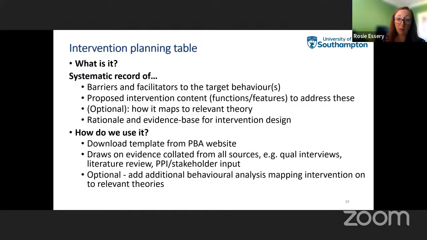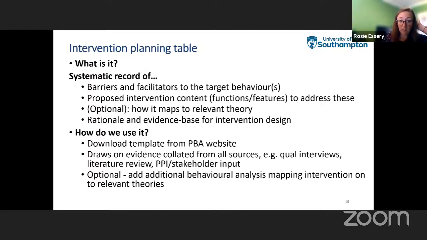In terms of how we use it, first of all, we have a template that's available to download from the PBA website, which I will link you to at the end. So we draw on the evidence that we've gathered. This might be from the qualitative interviews we've done, the literature reviewing, consultation with PPI and stakeholders, and we tabulate the relevant behaviours and the identified barriers and facilitators to those behaviours. And we also record the source of evidence for each of these, so where we found out about that.